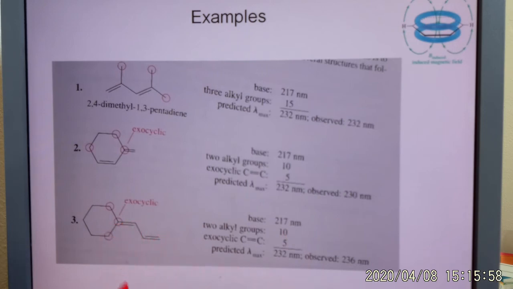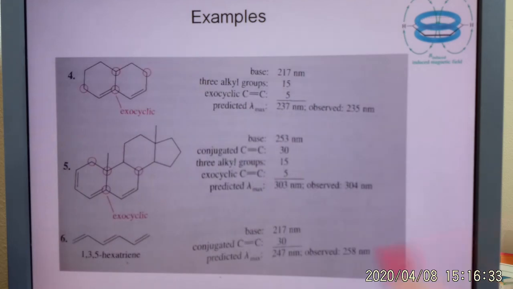Here, also, this is an S-trans diene. So we're going to say 217 is my base. This alkenyl double bond group is exocyclic. Here's my ring, so it's exocyclic. Therefore, I'm going to add 5 to that. That double bond here has 1, 2 R groups to it. That means that I'm going to add 10. 232, we observe 236. Okay.